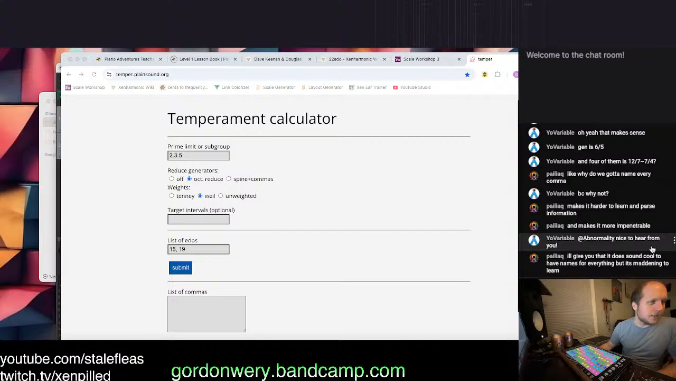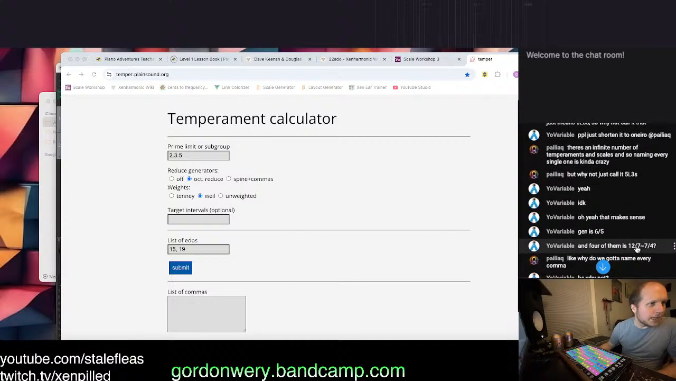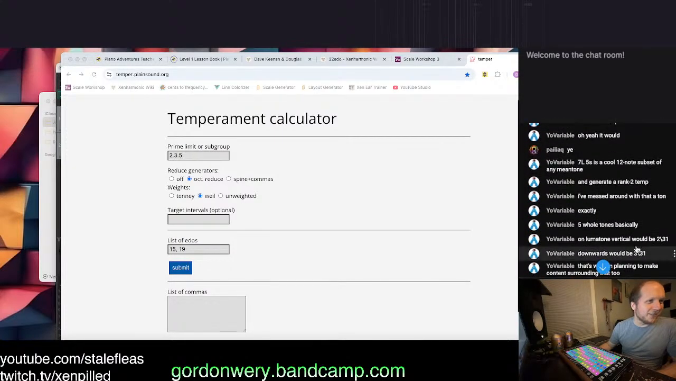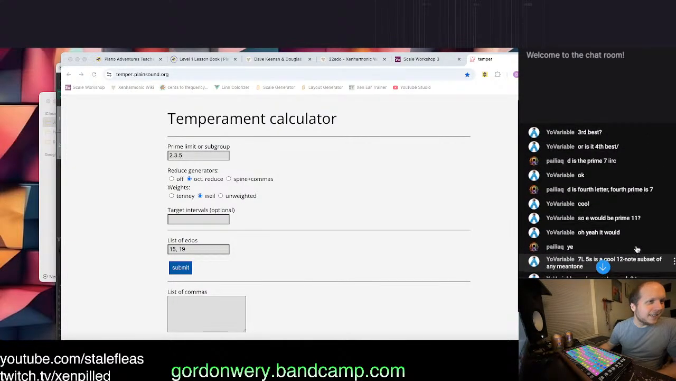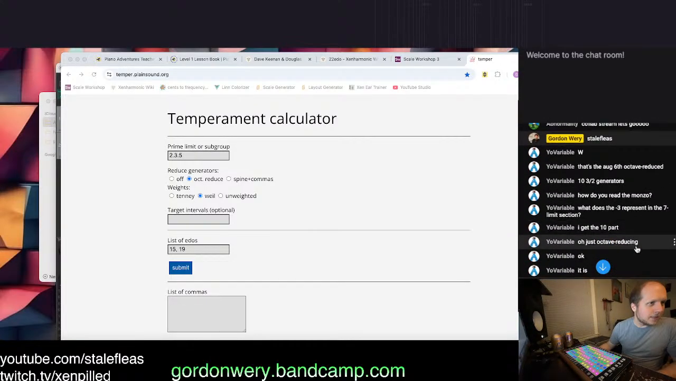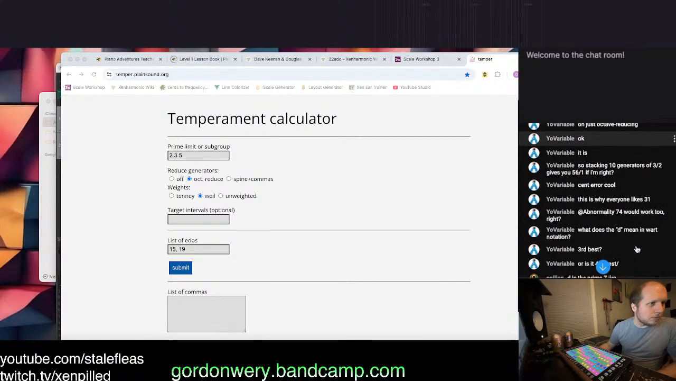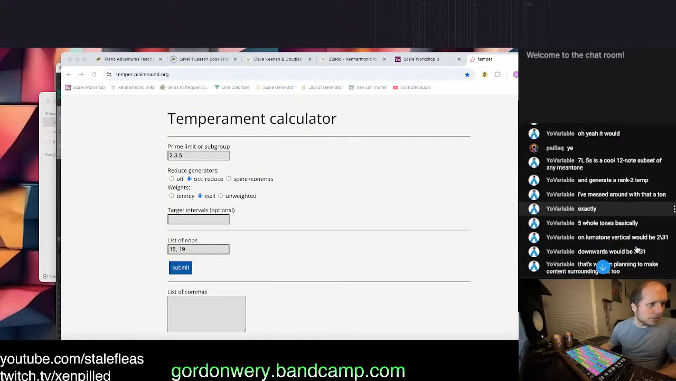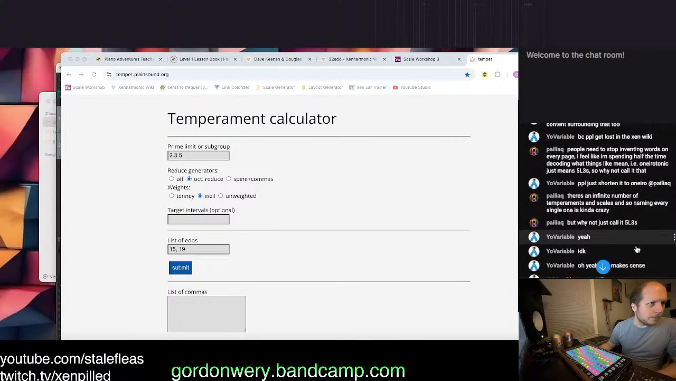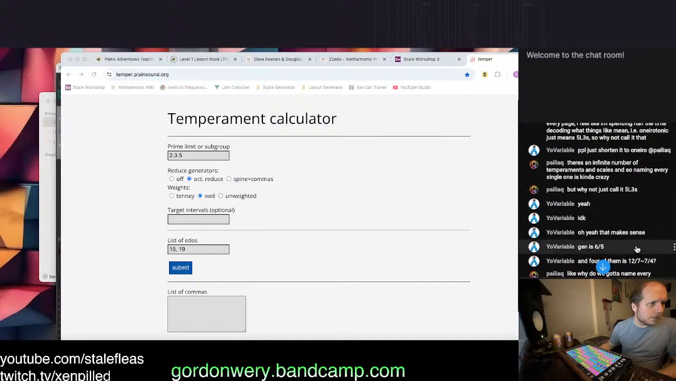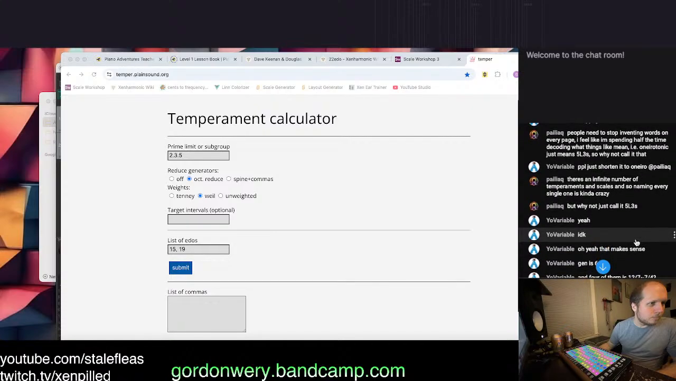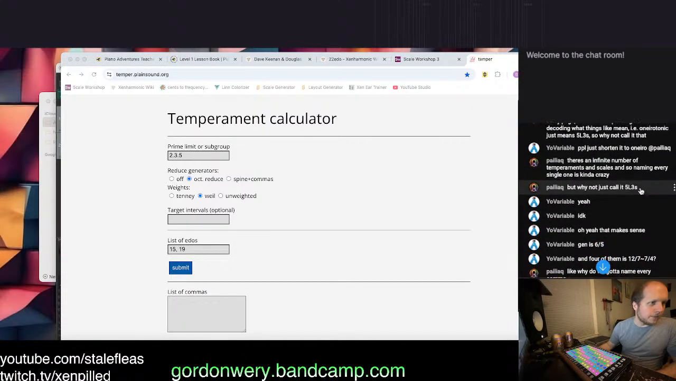Let's catch up on chat a little bit as well. Stop inventing words on every page. Talking about warts. How to read the Monzo. Yeah, that part was confusing to me as well. So we're planning to make content about that, for the number of temperaments and scales. Why not just call it 5L3? Well, you can.